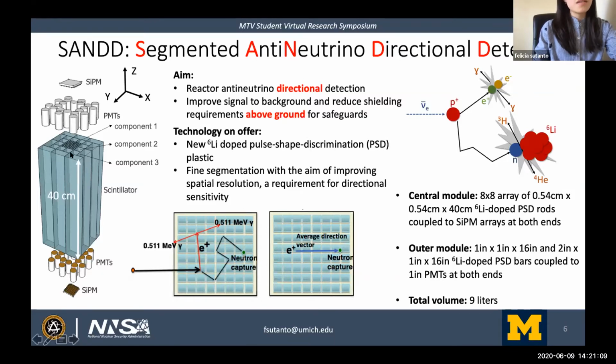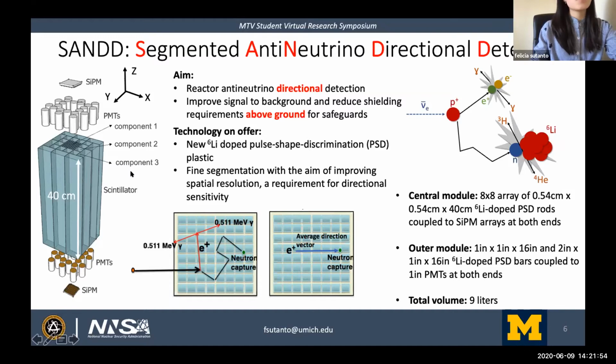So the central module of SAND is an 8x8 array of 0.5 by 0.5 by 40 centimeter lithium-doped PSD rods. The central module is surrounded by plastic bars made of the same material and with a larger cross-section. And the central module is instrumented with 2 SiPM arrays to collect light at both ends, and the outer module is instrumented with 2 PMTs mounted above and below the plastic. We have built the central module of SAND, and we have produced 1 bar of the first outer layer and 1 bar of the second outer layer. In this talk, I will call the central module component 1, 1 bar of the first outer layer component 2, and 1 bar of the second outer layer component 3.